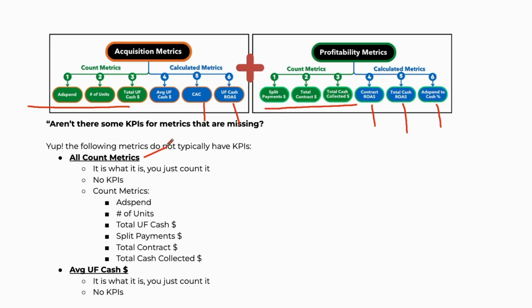So there's going to be no KPI around ad spend, number of units, or total upfront cash. There might be goals and targets that you set for yourself for a given month, but there are no KPIs around this unless you're away from your goal or something like that. Average upfront cash is kind of like a count metric, even though technically it's a calculated metric. You just calculate how much your ad spend is, how much your total units are, and you get the average upfront cash. It is what it is.